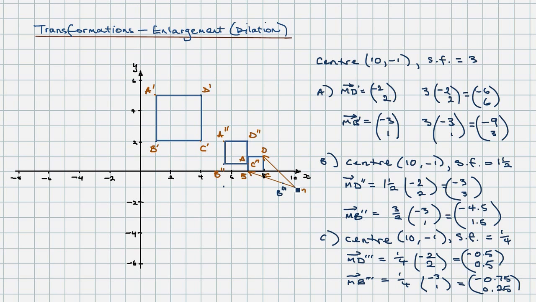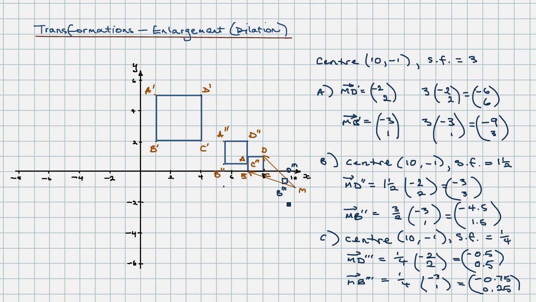We go along a half and up a half, and that takes us to here. And again, easy to fill in. Sorry, that's D prime prime prime. Easy to fill in the other coordinates and to see that shape very clearly. It's a quarter now of the original object.